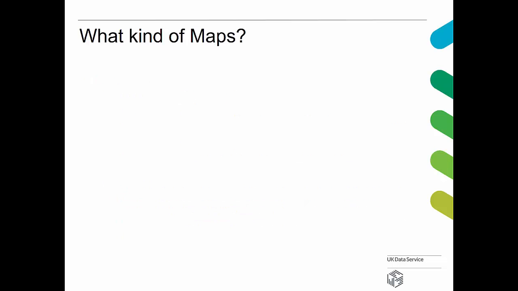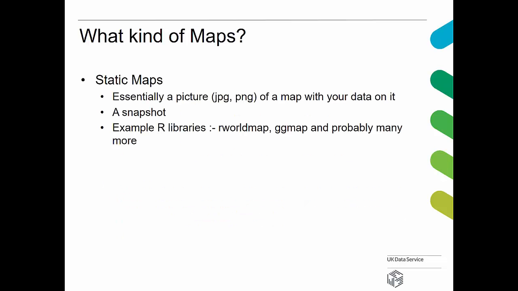So what kind of maps do we have? We have static maps. Essentially, this is just a picture of a map area and you put your data onto it. This is essentially a snapshot, because once you put the data on, it just becomes another picture with the embedded data on it. There are R libraries which will do this for you or help you do this, such as R World Map, ggmap, and there are probably many others as well.